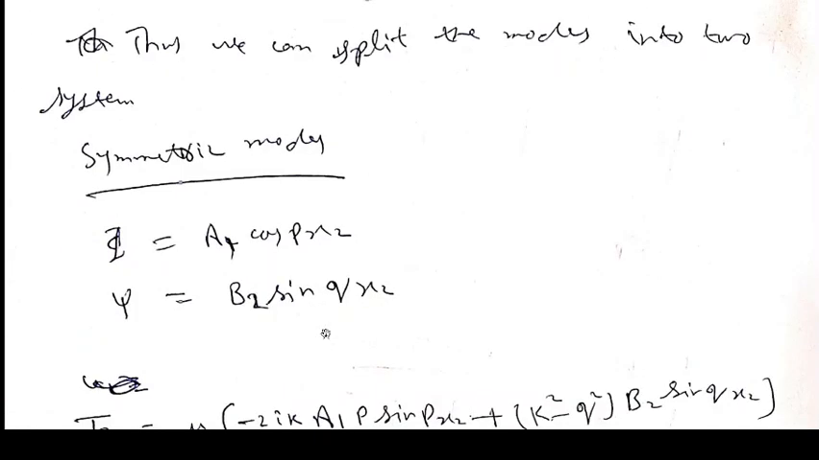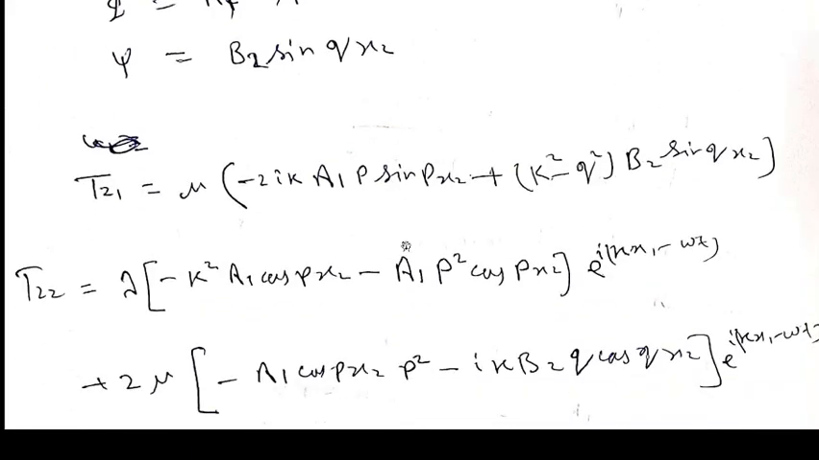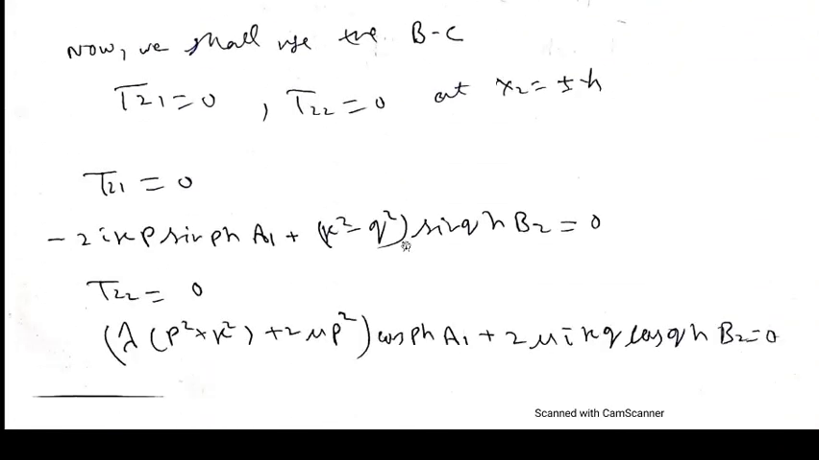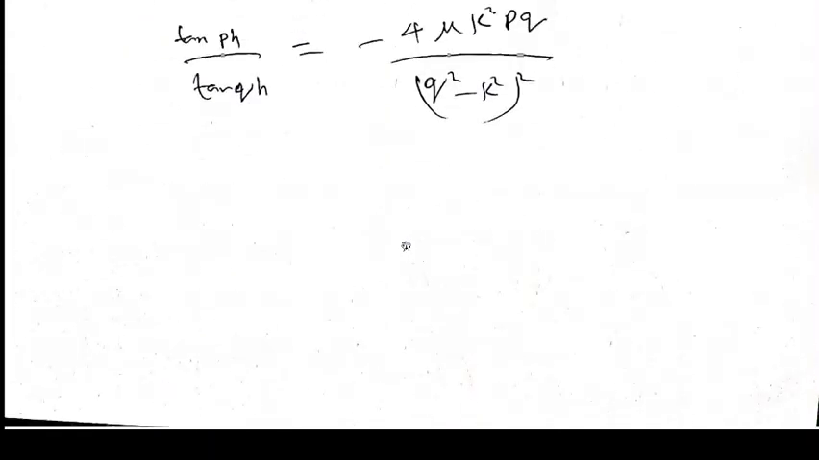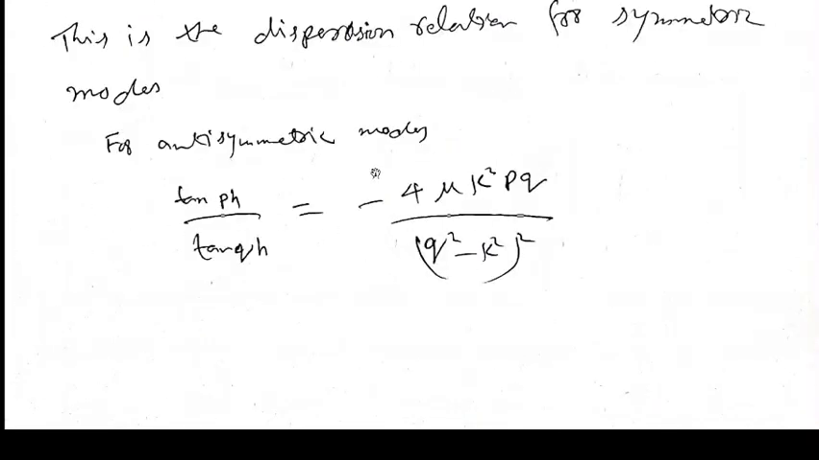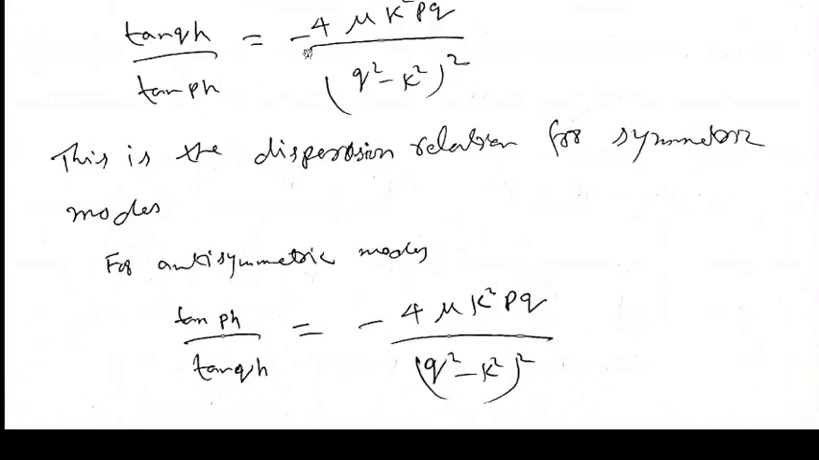And for anti-symmetric modes, phi equals a2 sine and psi equals b1 cosine. Only in that case u1 will have sines and u2 will have cosines. So again you will repeat this whole process, and at the end you will have this type of relation. This is the anti-symmetric relation and this is the symmetric relation. So from here we will get the symmetric modes, and from here we will get the anti-symmetric modes.